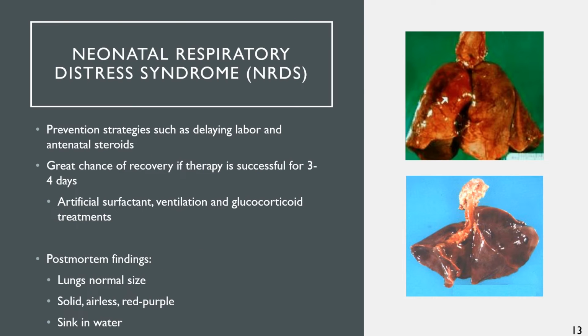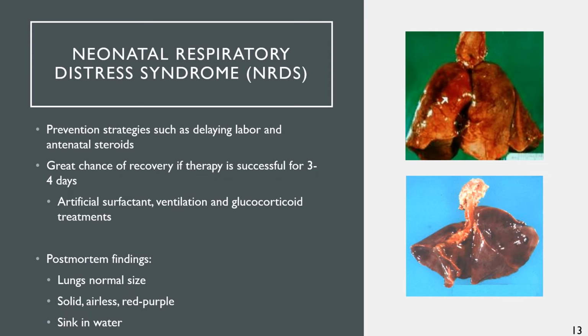So the prognosis and treatment varies depending on how mature the lungs are, what the birth weight of the newborn is, and how quickly the hospital starts therapy. Prevention strategies are the focus, though, such as delaying labor if possible so the lungs can have time to fully mature, or by inducing antenatal steroids to the fetus. If, however, those things cannot be done or were not successful and the baby is born with NRDS, ventilation, artificial surfactant, and glucocorticoid treatments will be put into place, and there's a great chance of recovery if therapy is successful for 3 to 4 days, meaning if the newborn can survive past 3 to 4 days.